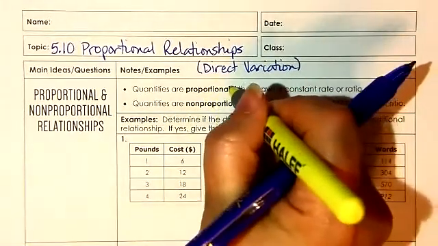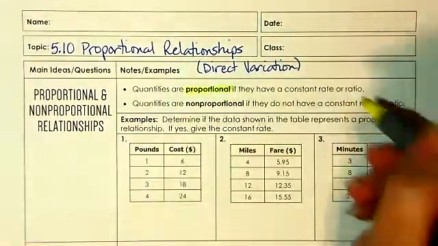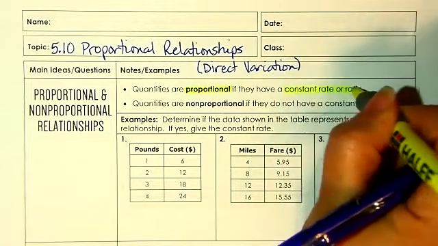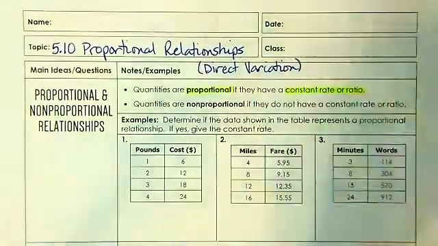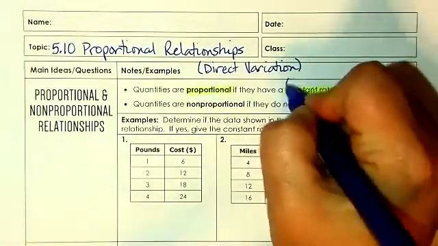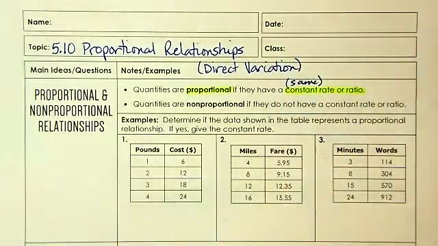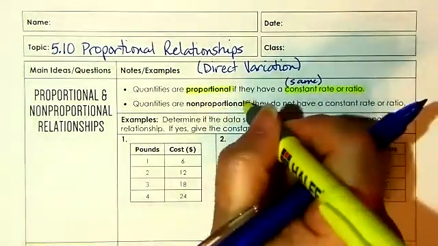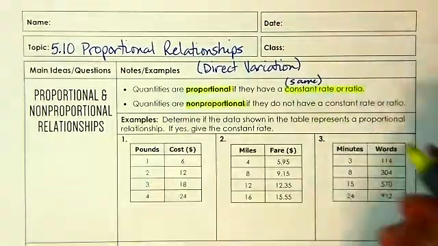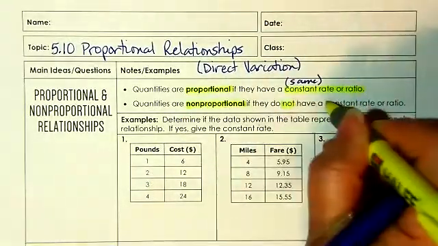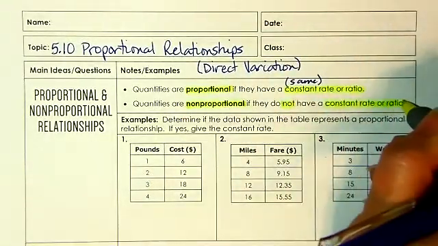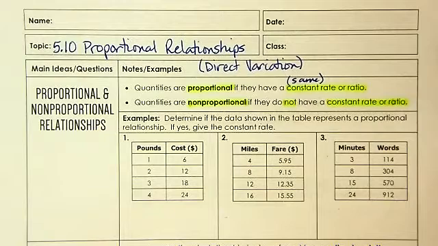When quantities are proportional, they have a constant rate or ratio. Constant means they have the same rate or ratio. When they are non-proportional, they do not have a constant rate or ratio. The minute they're not the same, you don't have to go any further, it's not proportional. All right, so let's look at this.